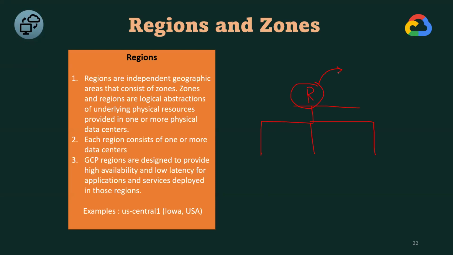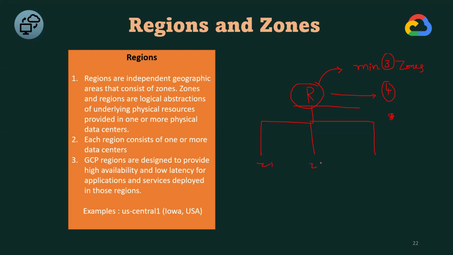Each region will be having minimum 3 zones. Minimum 3 zones. Maximum 4 actually. Maximum it will be having 4, but it can have more than that also. But the minimum should be 3. So most of the times it will be having 4. It can even go beyond 5 and 6 also. But most of the times you'll be able to see 4 only.